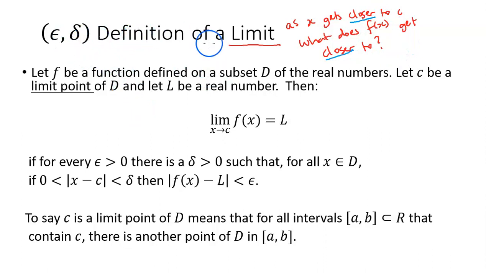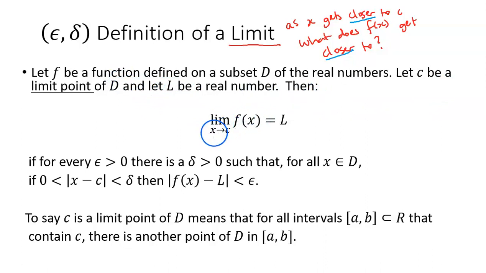Here, using the real definition of the limit, this getting closer thing is properly defined. The definition is as follows. Let f be a function defined on a subset D of the real numbers. Let C be a limit point of D, and let L be a real number. The definition of a limit point is down here. To say that C is a limit point of D means that for all the intervals (a, b), which are a subset of R, that contain C, there is another point of D in (a, b).